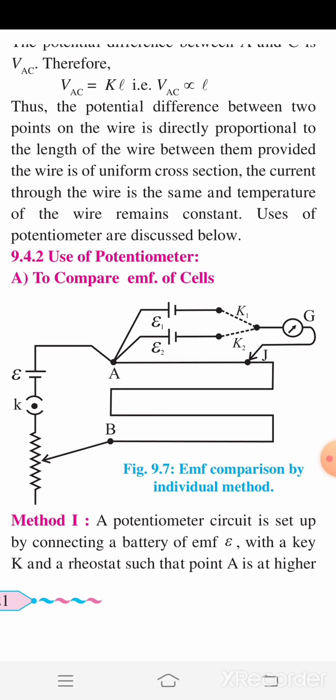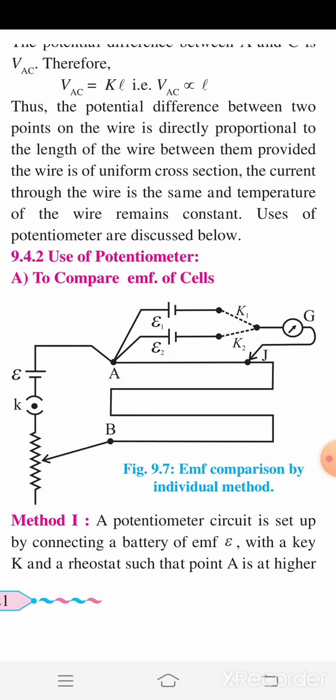The principle of potentiometer is: the potential difference or potential drop across any two points of the wire, or across any portion of the wire, is directly proportional to the length of that portion. Means if the length between any two points of the wire is increased, then the potential difference across that portion also increases. That is the principle of potentiometer. On that principle, the potentiometer instrument works.